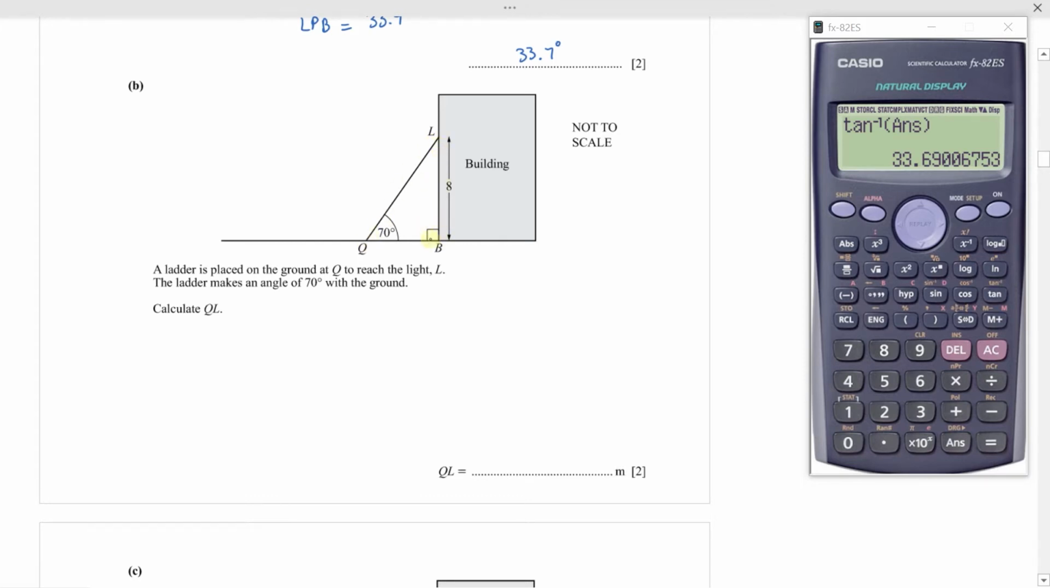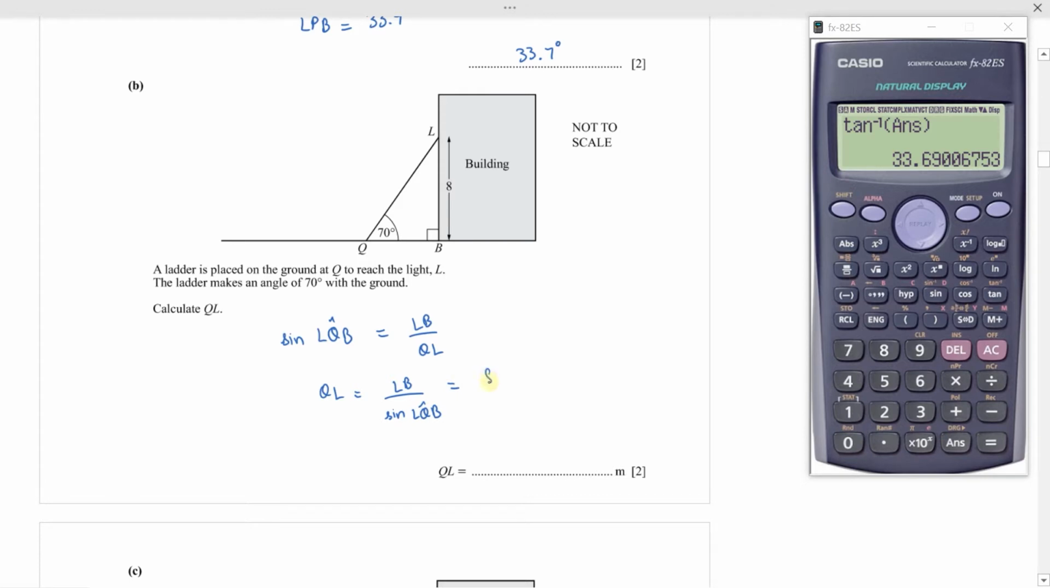I know the perpendicular height. I need to find QL, which is the hypotenuse. So this time I will take the sine. Sine of angle LQB will equal the perpendicular height, which is LB, divided by the hypotenuse, which is QL. So if I make QL the subject of this equation, I will bring this here in the denominator and take QL here. So QL will be equal to LB over sine of LQB.